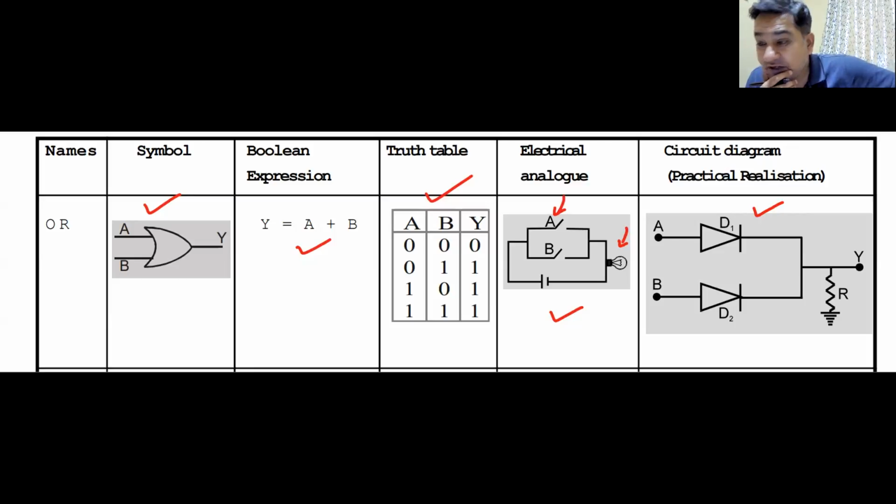How do I make sense now? In the electrical analog, I was making sense, but how am I making sense in this diagram? Tell me. How does this relate to this? 0 plus 0 shall give me 0. How do I get this?